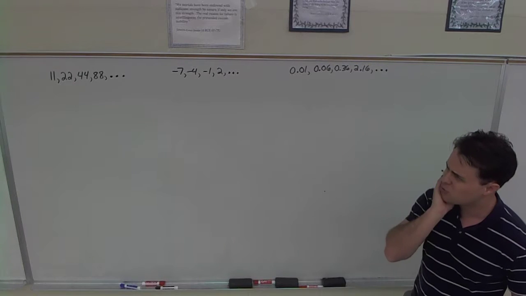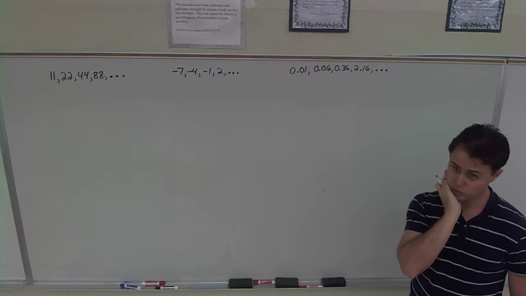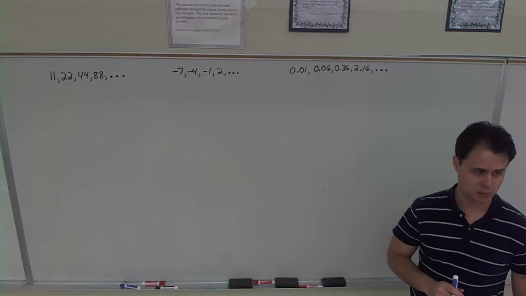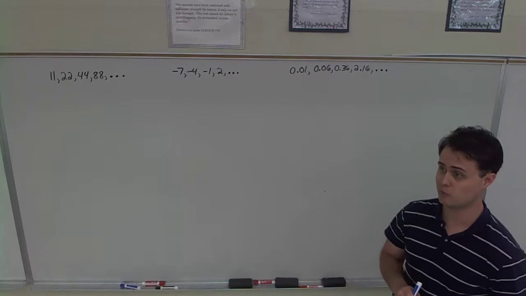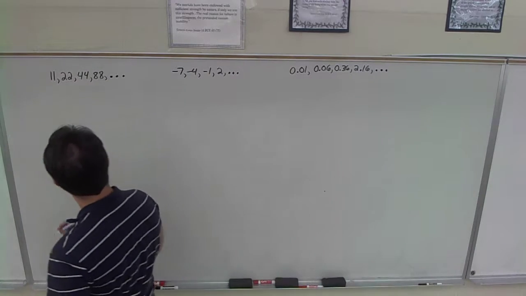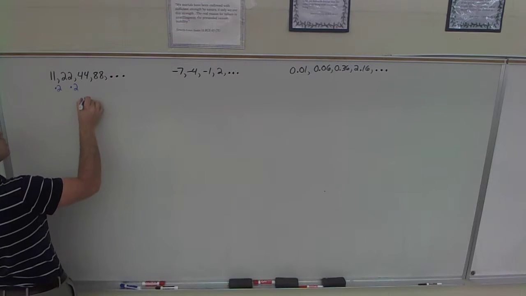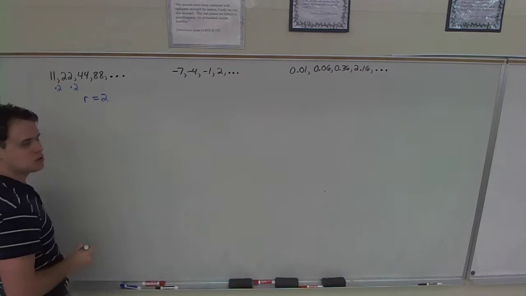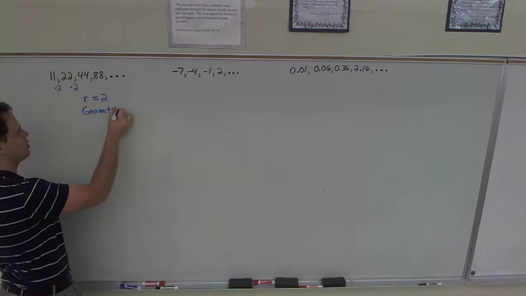So what do you guys think is that first one? What is going on with it? Times 2? So is that geometric or arithmetic? It's geometric. That's called geometric if you're multiplying or dividing each time. Yep, so I would put that right here and I'd say times 2, times 2. That shows that r, the common ratio, is 2. That means that if it has a common ratio, it's geometric.